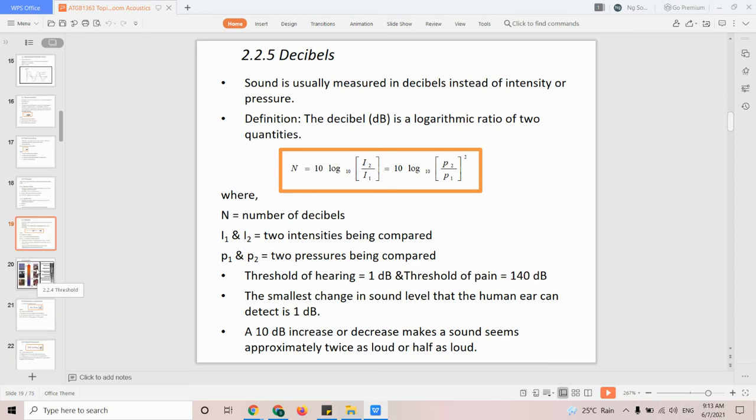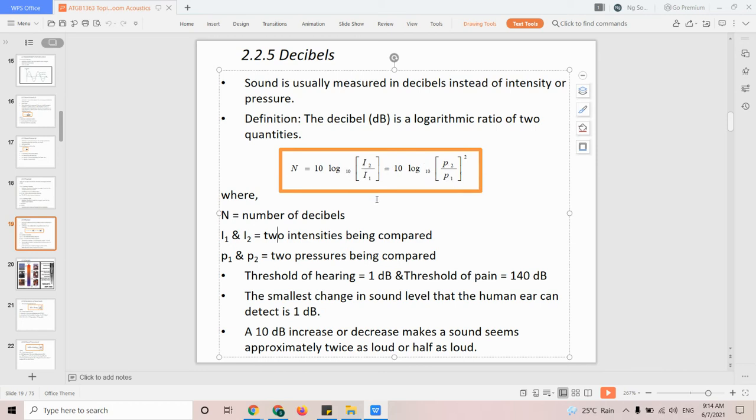Okay, so when it comes to measuring sound level, we do not use intensity or pressure. We use decibel, which is represented by dB. This is actually a logarithm ratio of two quantities, which is represented by this. So your given n is a value in decibel, and the formula here is based on intensity and pressure. So this and this is the same thing.